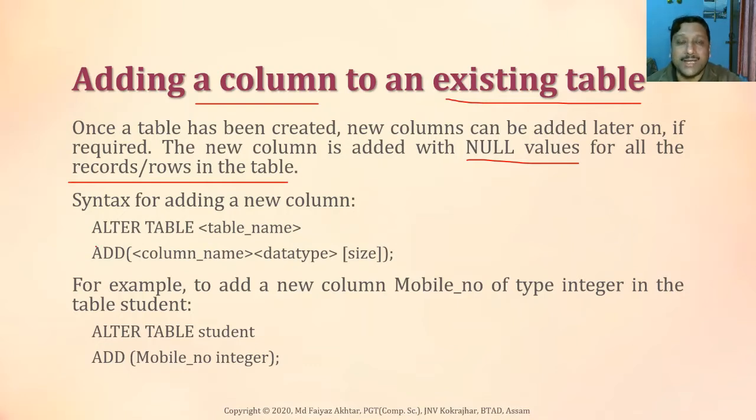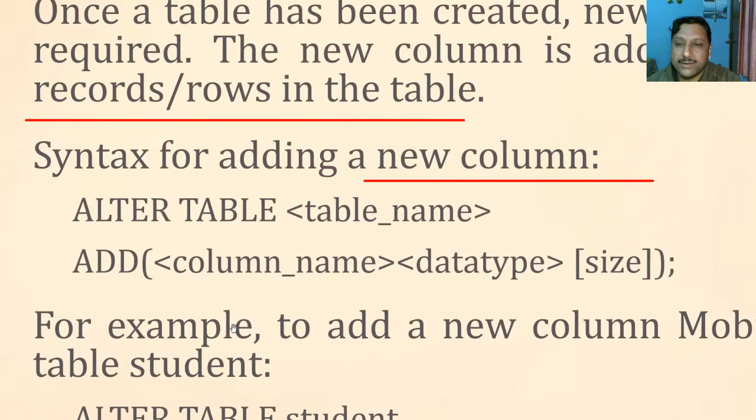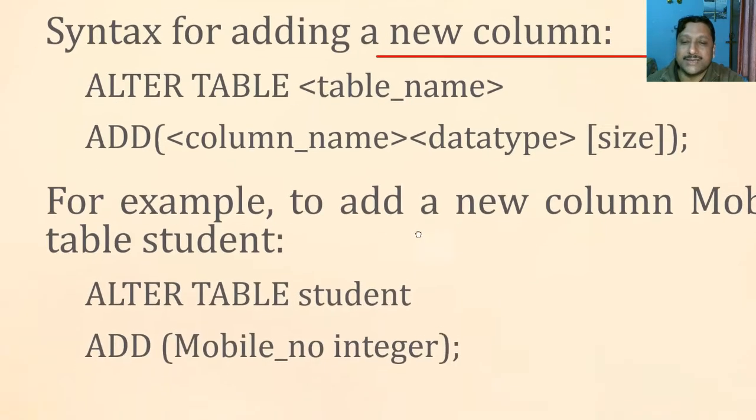Okay, and later on you can fill those null values with the real values using the update command. Okay, so the syntax to add a new column is: alter table, table name, then the keyword add, then column name, then data type, then size. See the example here.